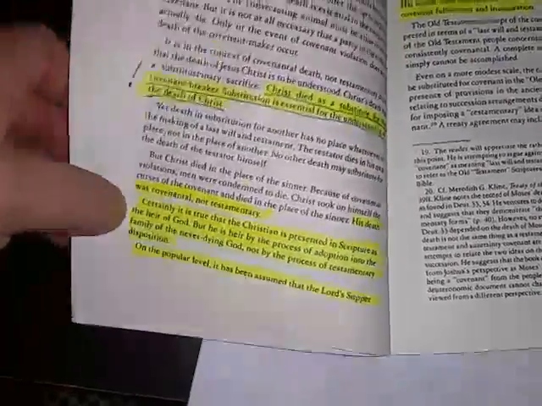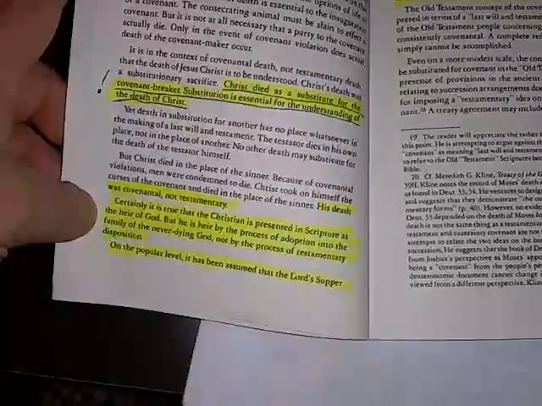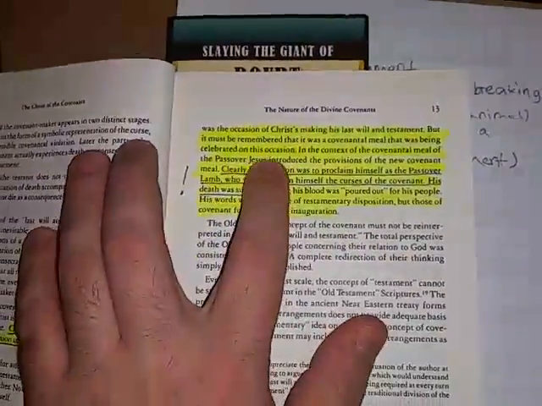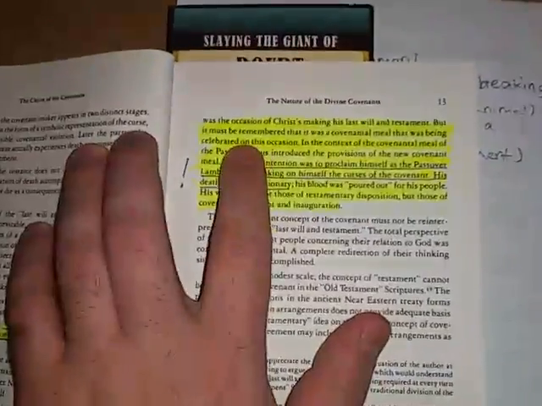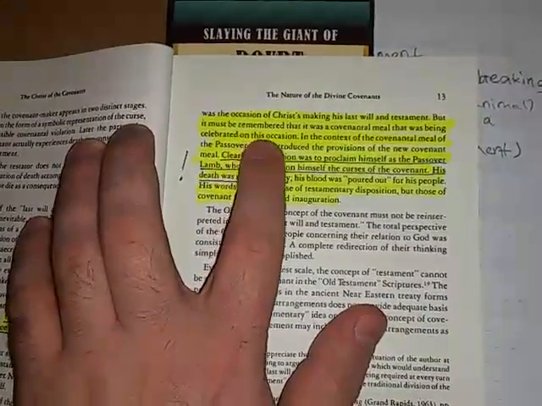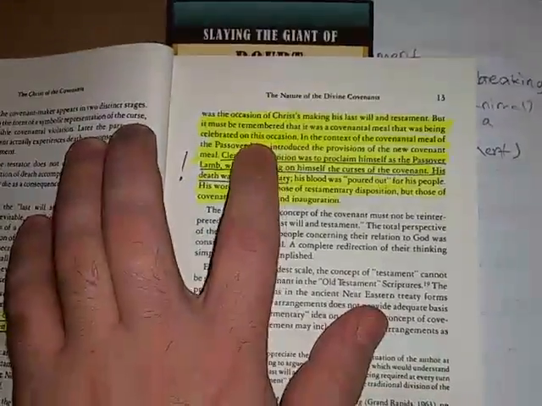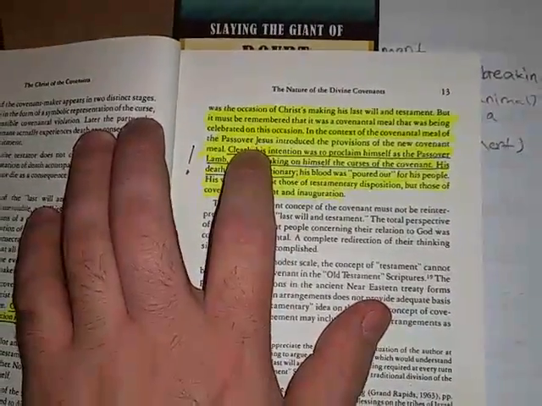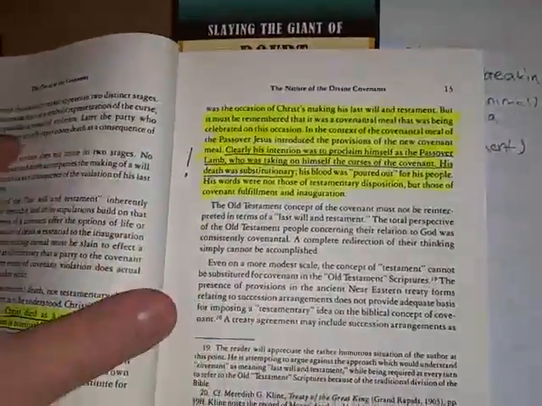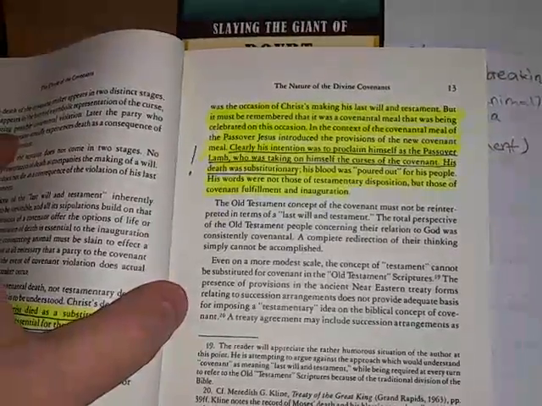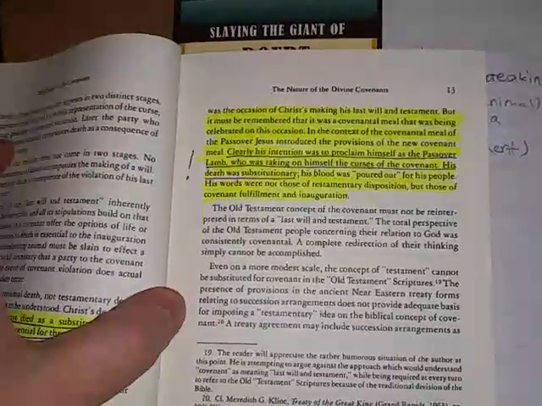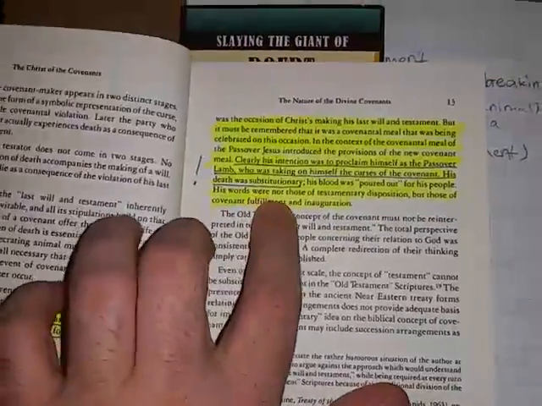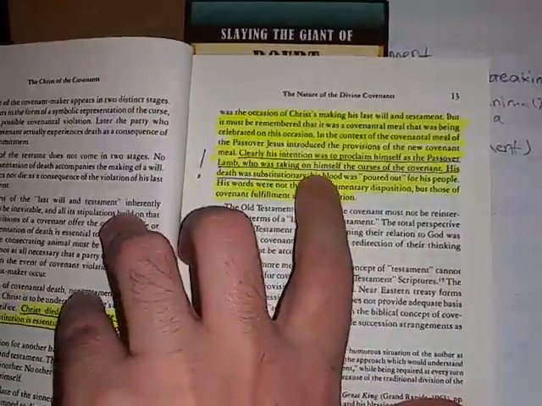On the popular level, it has been assumed that the Lord's Last Supper was the occasion of Christ making his last will and testament, but it must be remembered that there was a covenantal meal being celebrated on this occasion. In the context of the covenantal meal of the Passover, Jesus introduced the provisions of the new covenant meal. Clearly his intention was to proclaim himself as the Passover lamb who was taking on himself the curses of the covenant.